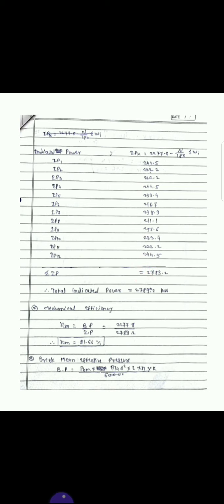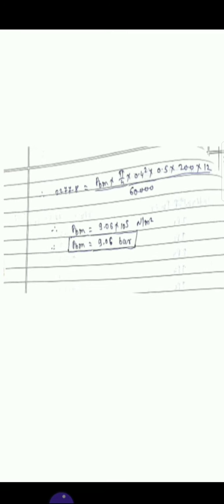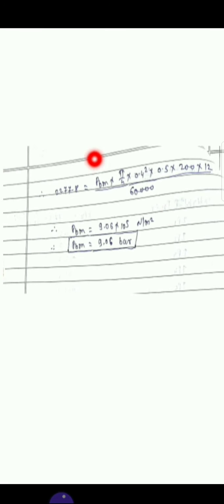Once you get the indicated power, similar to the previous problem, we can find out the mechanical efficiency by using brake power divided by indicated power. And in the same manner as the previous problem, we have to find out the brake mean effective pressure. Brake power equals PBM into Vs. Vs is nothing but pi by 4 d square into L into small n into K, divided by 60,000. We just have to put those values and you will get the brake mean effective pressure. After solving this equation, we will get the final value, that is the brake mean effective pressure. So in this way we can find out all the unknowns by using the Morse test.